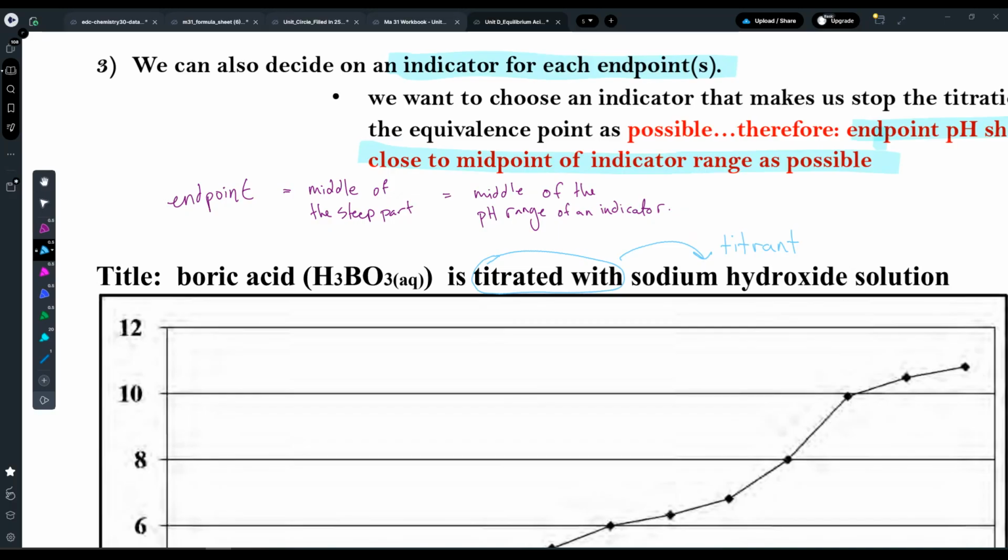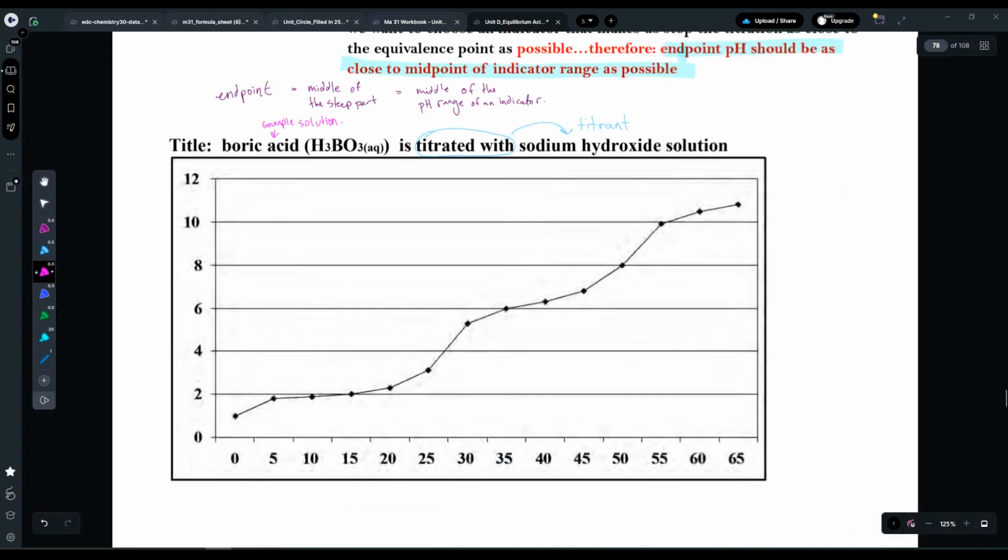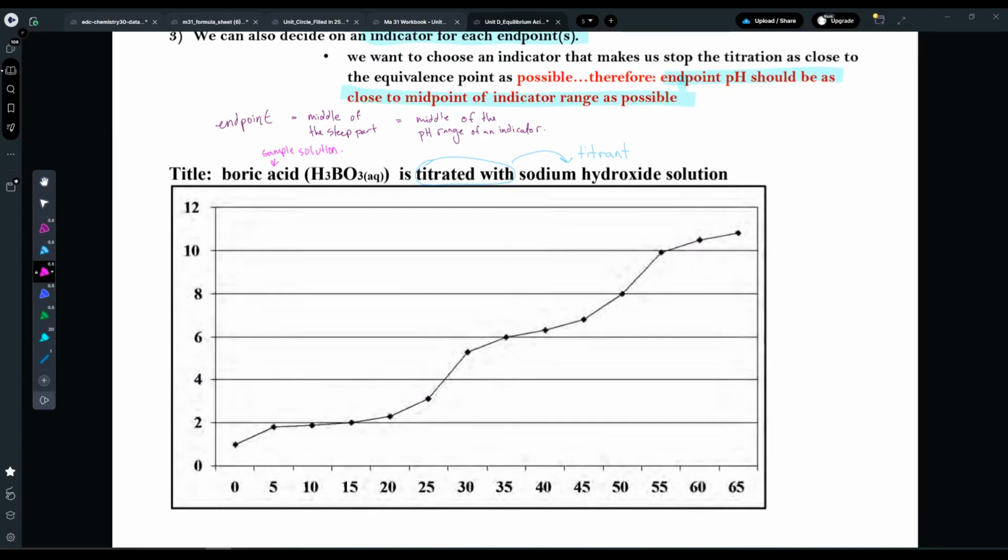So that means what came before, that's going to be your sample solution. We can even double check this looking at the pH curve. The pH starts off quite low, right? Which would correspond to an acidic pH. And looking at what we've been given in the title, it makes the most sense that our sample would be the boric acid.